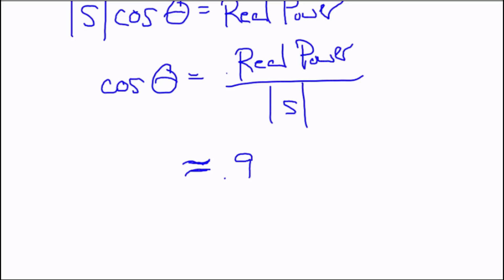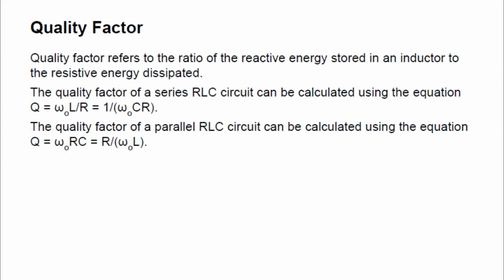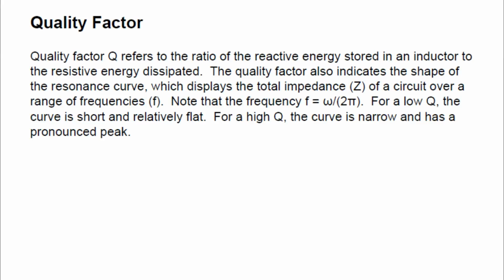Quality factor refers to the ratio of the reactive energy stored in an inductor to the resistive energy dissipated. The quality factor also indicates the shape of the resonance curve, which displays the total impedance of a circuit over a range of frequencies. So that means that your y-axis is going to show that impedance, Z, and your x-axis is going to be the frequencies, F. Notice in this case the frequency is F, it's not omega. If you have to do a conversion, just remember that omega equals 2 pi F, so F equals omega over 2 pi.